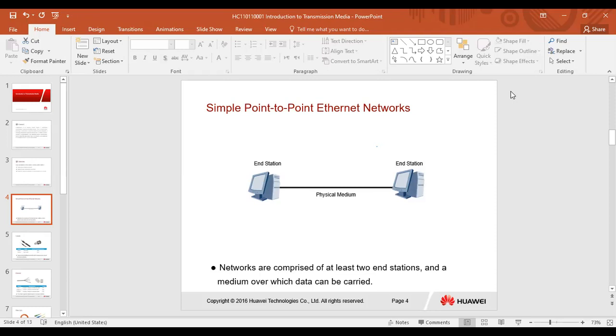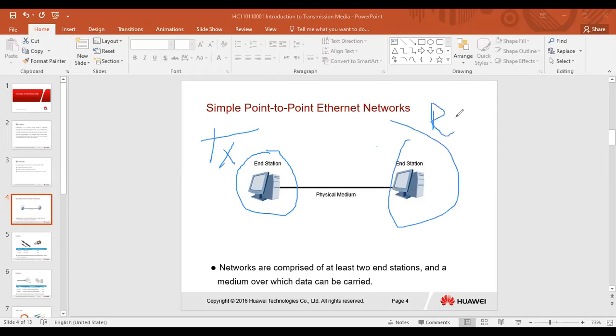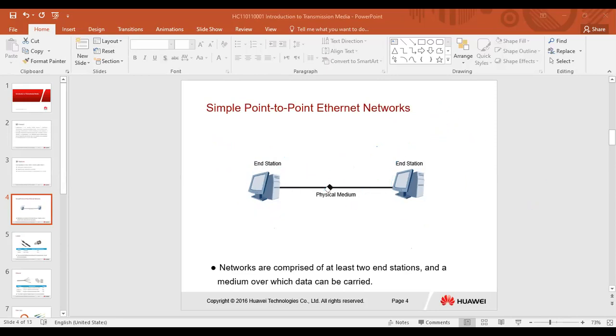We will start from the basics. What is a simple point-to-point network? A point-to-point network is one in which there are only two entities, or only two components. Suppose this is your transmitter TX, this is your receiver, and this is your medium. In a simple point-to-point network, there are only two entities which can transfer data between their nodes. Understand?